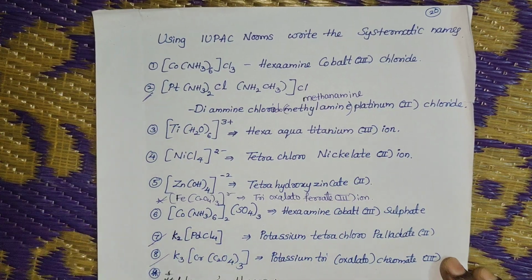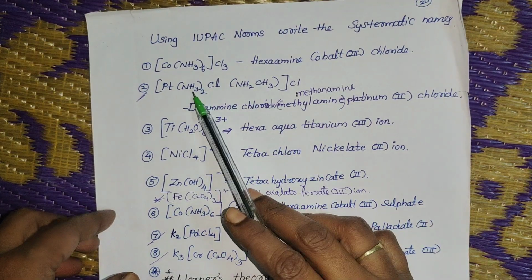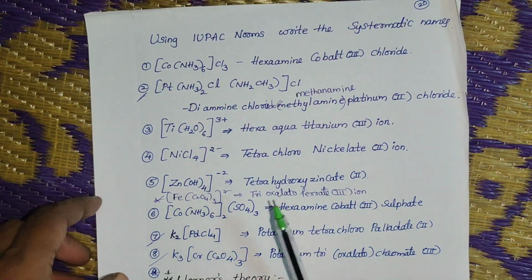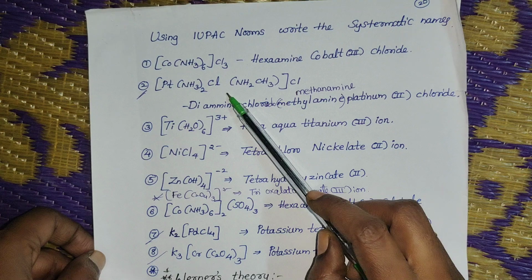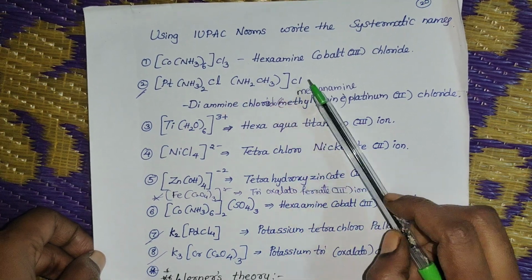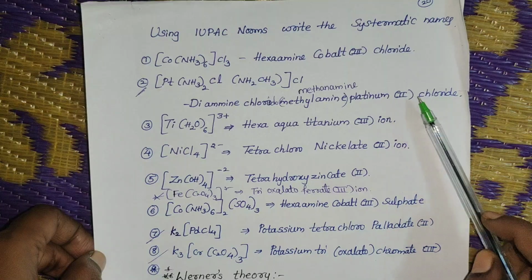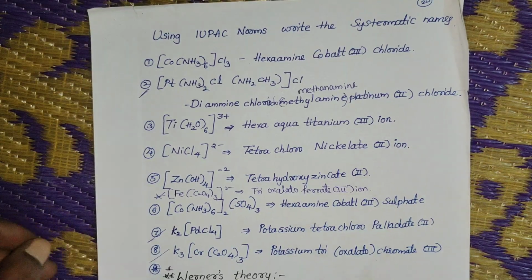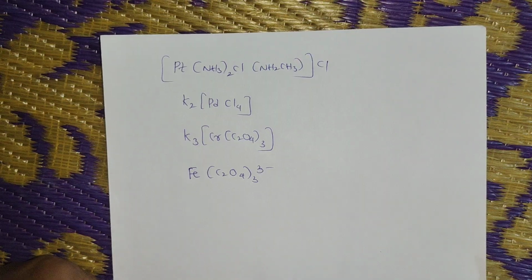And write the IUPAC names, the systematic names. Okay, simple coordination compounds they will give. These are the very important coordination compounds. In that, some of the compounds, beta: Pt(NH3)2Cl(NH2CH3)Cl. It is diamminechlorido(methanamine)platinum(II) chloride. Okay, or else you can write directly like this. These are the very important structures, beta.